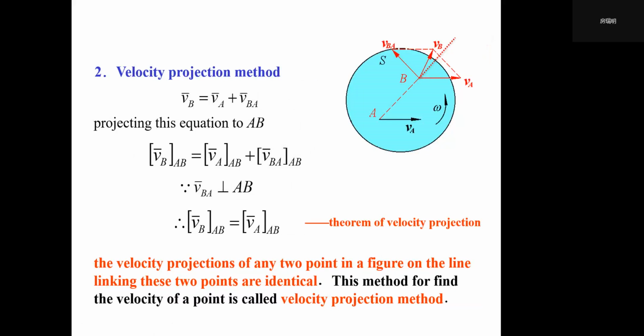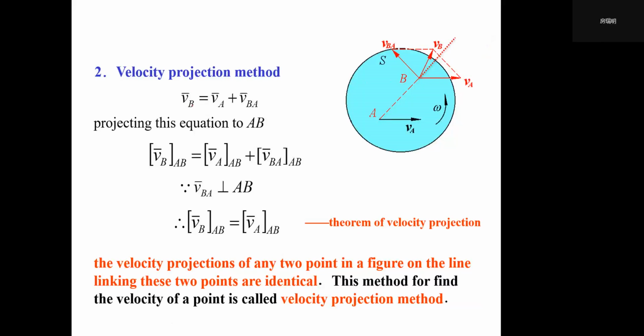So actually, last time we stopped at this page. If we know there are 2 points on the same plane figure, let's see this figure. If we know the velocity information of 1 point like A, and we want to find the velocity information of point B, we have this method we call the pole method. In Chinese, we call that 基点法, right?